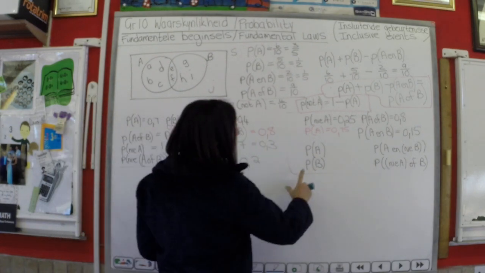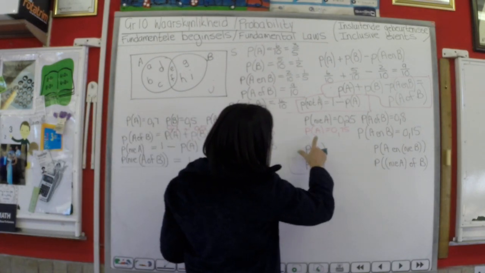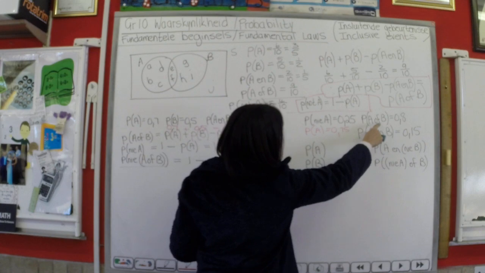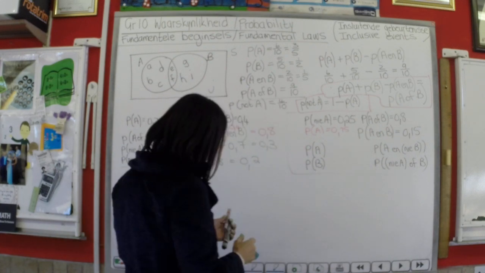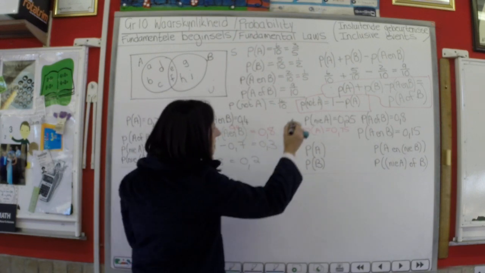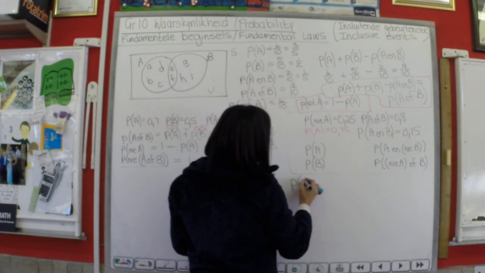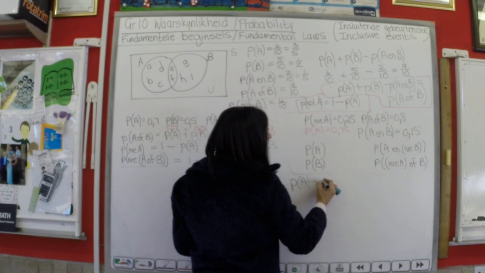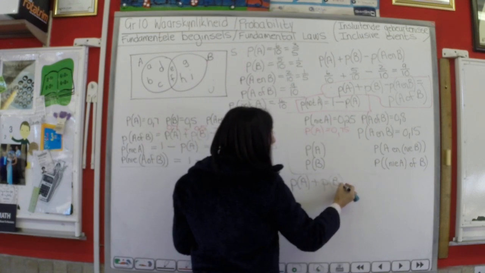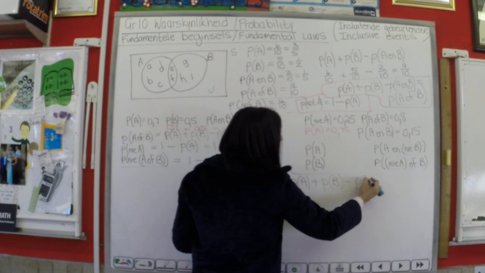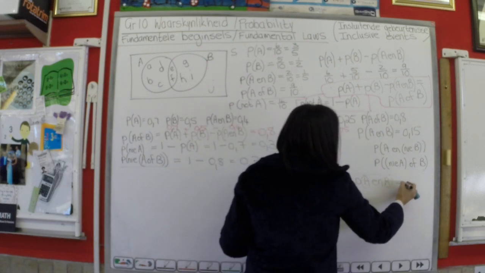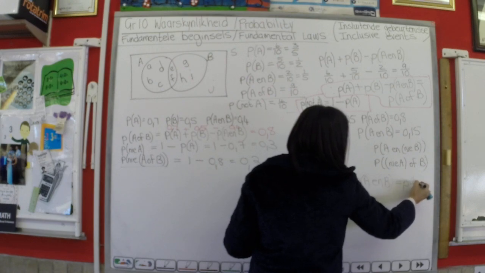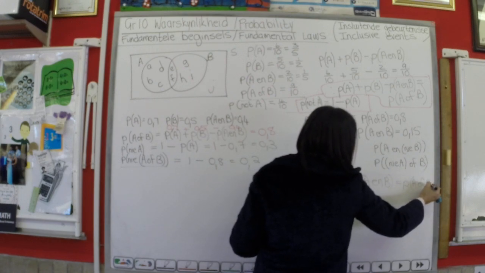Now I've got A, I've got OR, and I've got AND. So I need the probability of these. So let's use our formula. Ons formule sê waarskynlikheid van A plus die waarskynlikheid van B minus die snyding van die twee is gelyk aan die waarskynlikheid van A of B. Now I can insert everything that I know.